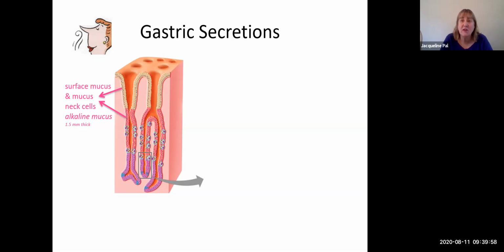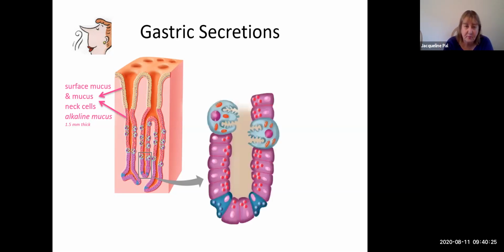And there's so much mucus secreted that it actually forms a barrier on the surface of the stomach that's about 1.5 millimeters thick. You actually can peel this layer off. It is so thick. So the whole point of that mucus is it's covering the epithelium, so whatever is going to be on its surface cannot affect the epithelium.